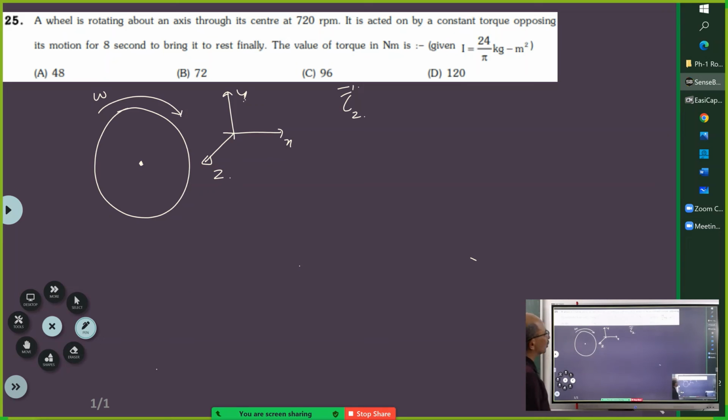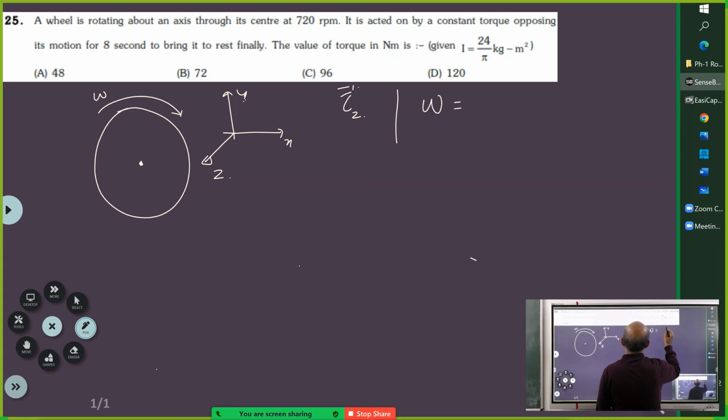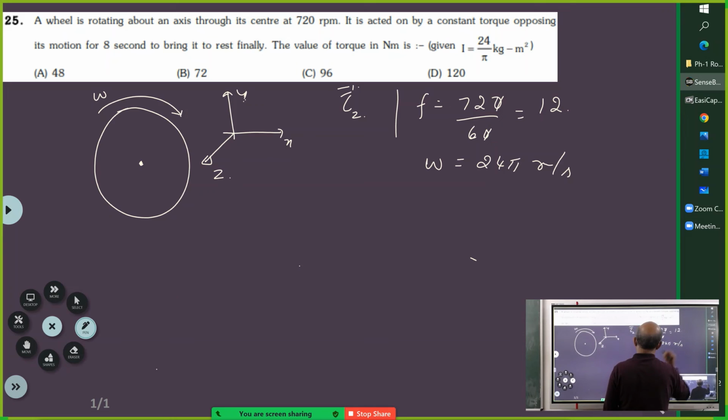Right. So a wheel is brought to rest by a constant torque. What are the things that are given here? They are not giving omega, they are giving you f. f is equal to 720 rpm. If you divide it by 60, you get 12 rps. And therefore omega will be 12 into 2 pi, that is 24 pi radians per second.